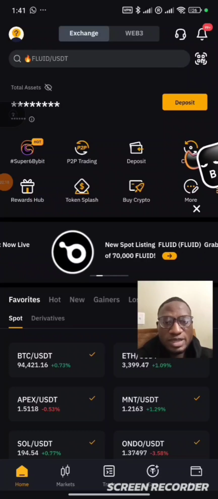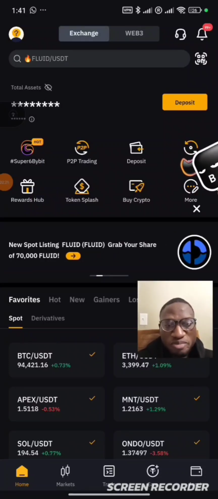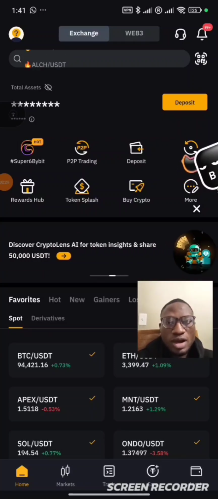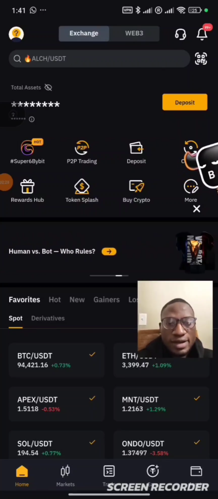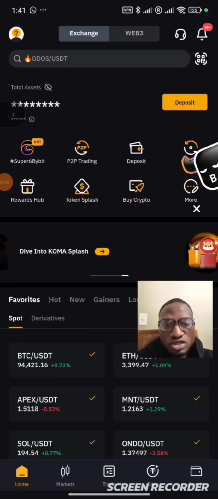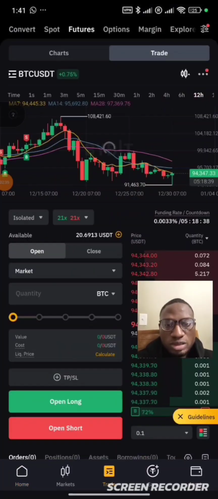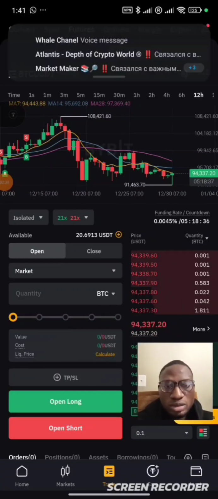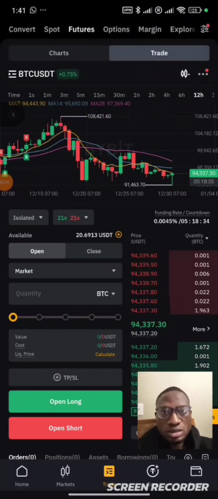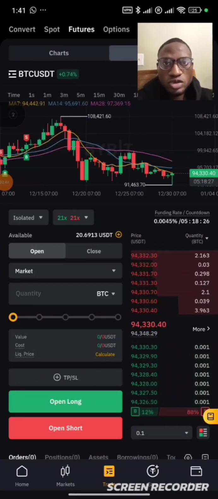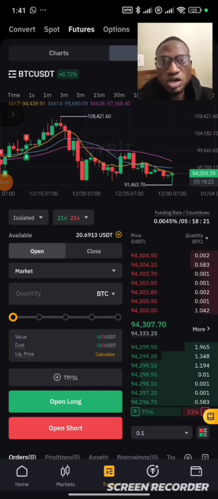So this is Bybit exchange. We have Binance, we have MEXC, and other exchanges that you can use for futures trading. But this is Bybit, and if you want to go to the futures part of Bybit, you click on trade. Once you click on trade, you can see the options on the upper part here.